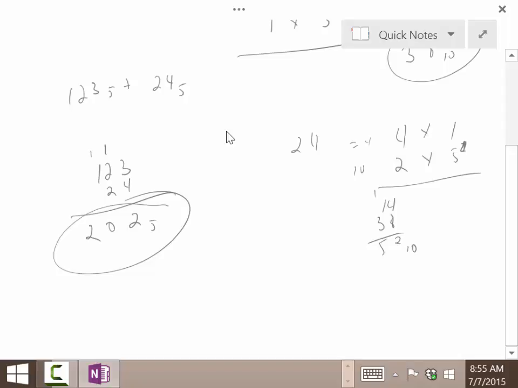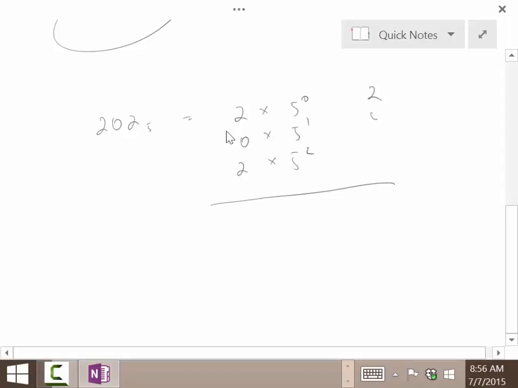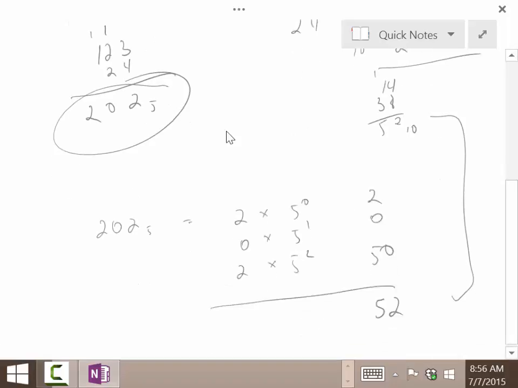So let's convert 202 back to base 10 right here. 202 base 5 is equal to 2 times 5 to the 0, 0 times 5 to the 1, and 2 times 5 squared. So this is 2, 0, 50, which is 52. And that's what I had here. The two of those agree with each other.